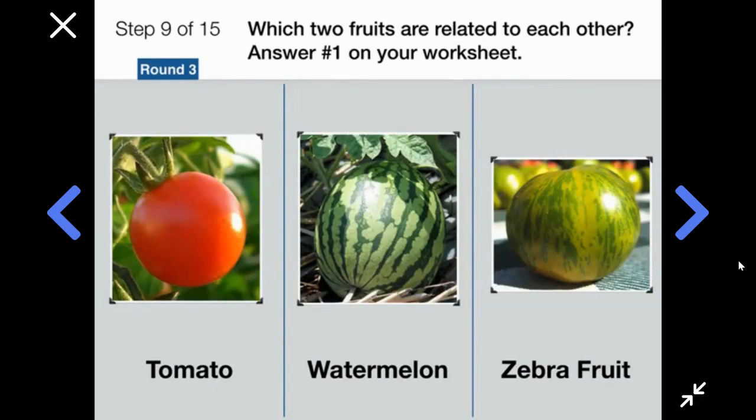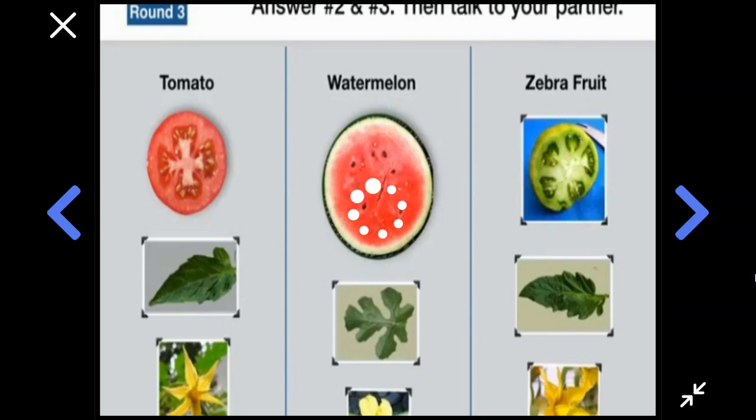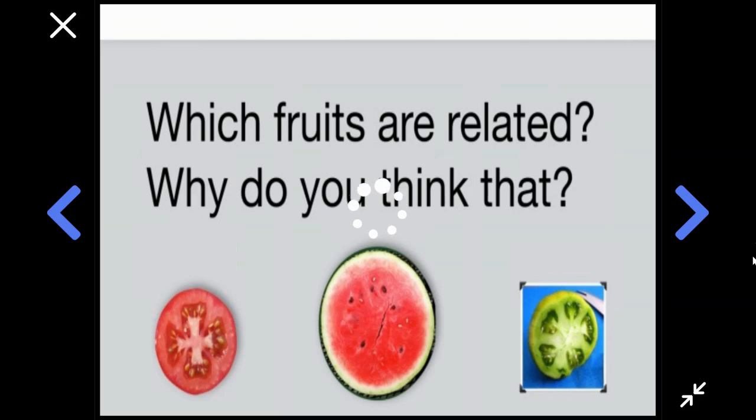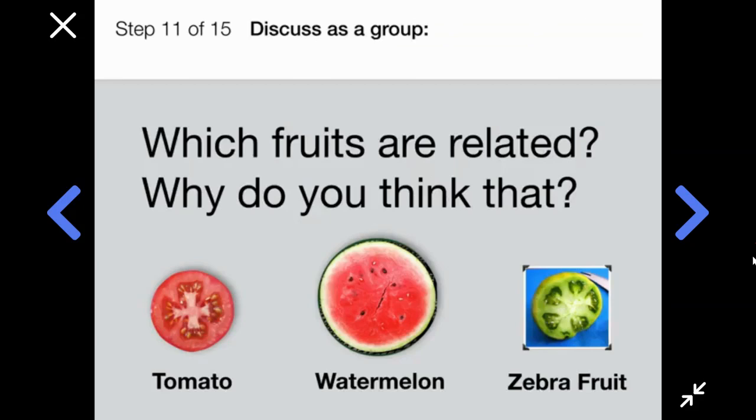Which 2 fruits are related to each other? Answer number 1 on your worksheet. Look at the fruit's insides, leaves, and flowers. Answer number 2 and number 3. Then talk to your partner. Discuss as a group.